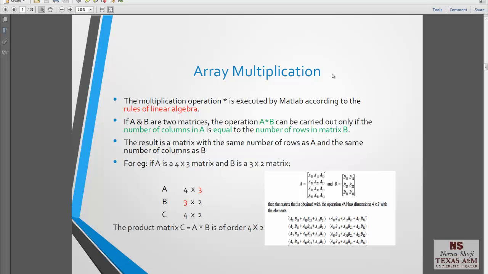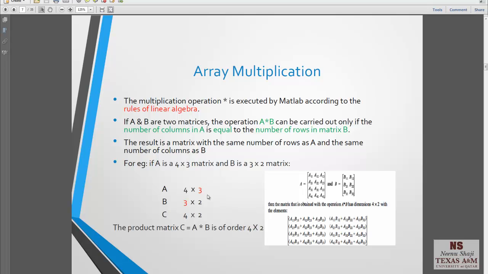Next we come to array multiplication. We use the symbol asterisk for executing multiplications in Matlab, but it should follow the rules of linear algebra. If A and B are two matrices, the operation A multiplied with B can be carried out only if the number of columns in A is equal to the number of rows in matrix B. So the result is a matrix with the same number of rows as A and the same number of columns as B.